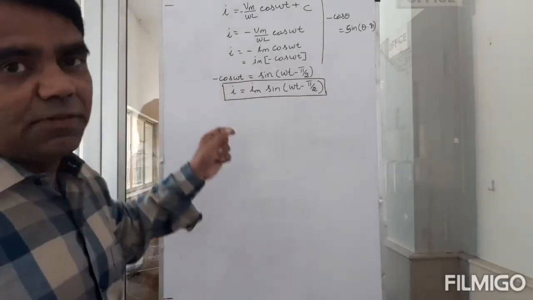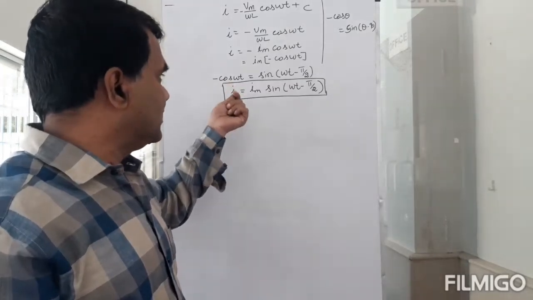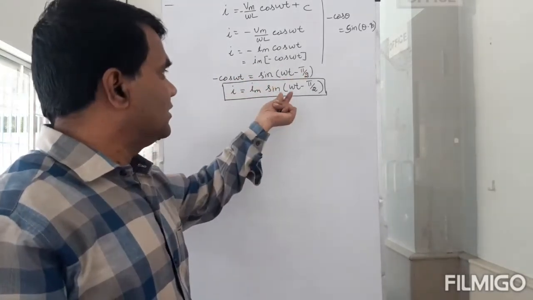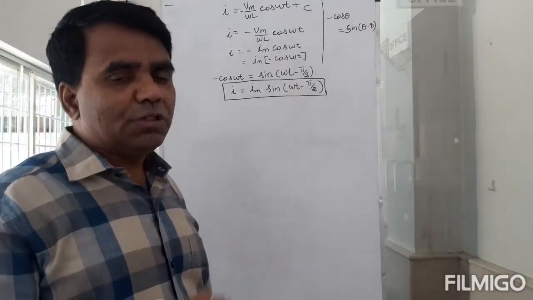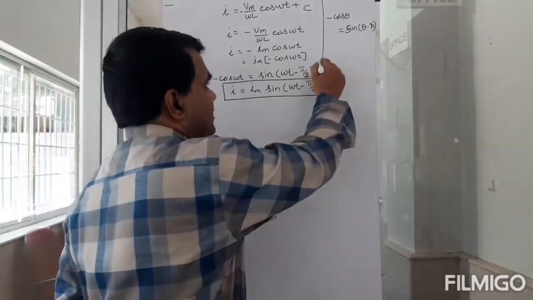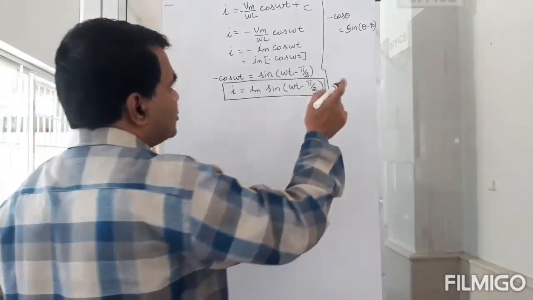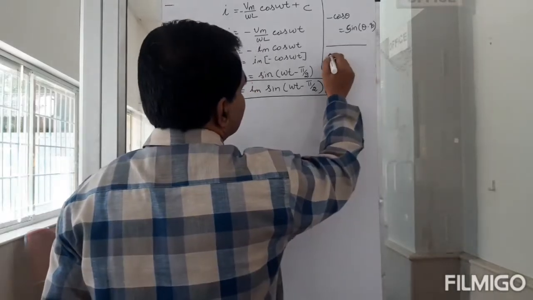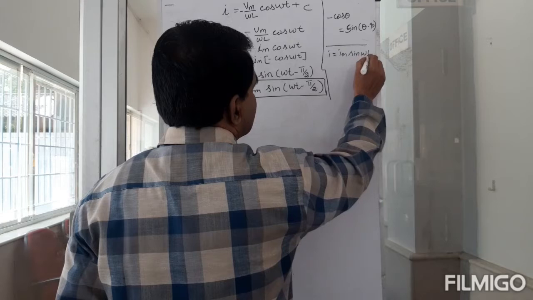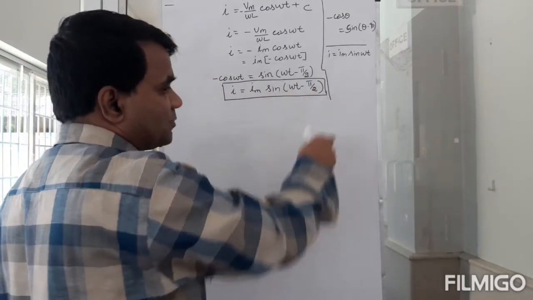So this is the expression I have for current. Current at any point in time t is given by Im, the maximum value of current, sine omega t minus pi by 2. Notice that this is not the same as the one you had for resistance. For resistance, what did you have? You had I equal to Im sine omega t. But here, notice that it is sine omega t minus pi by 2.